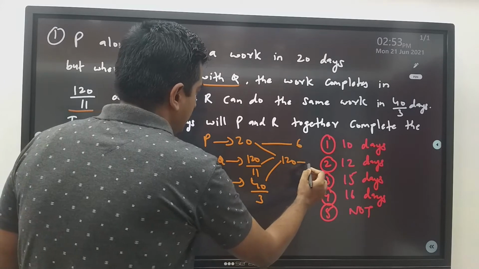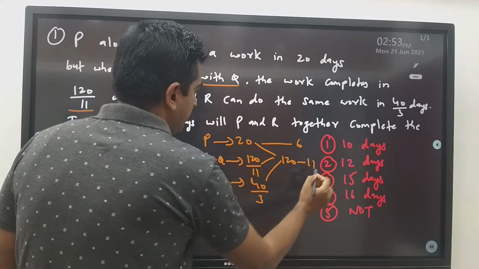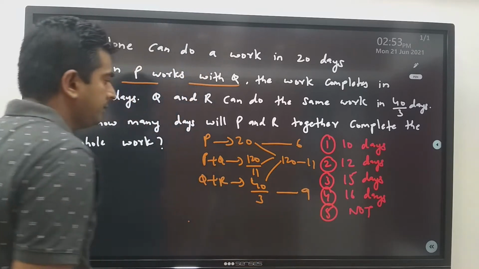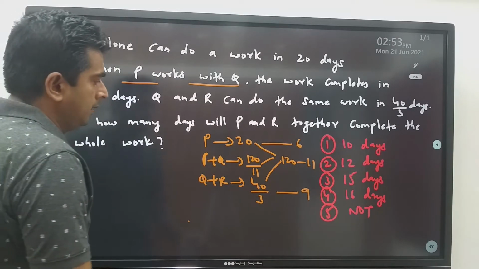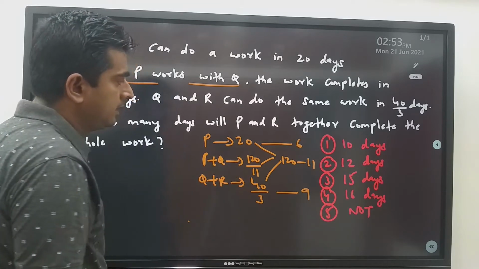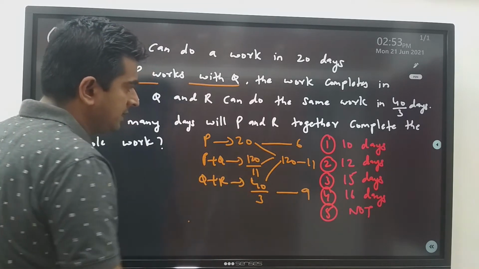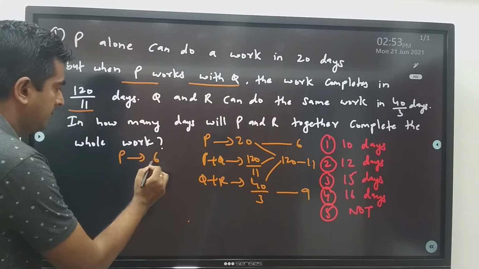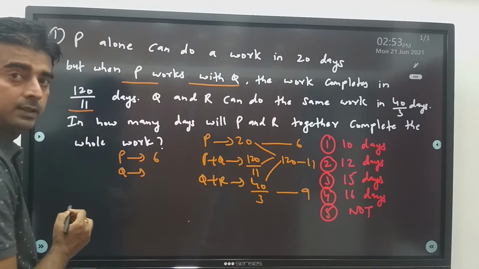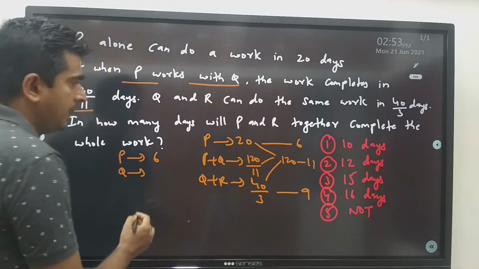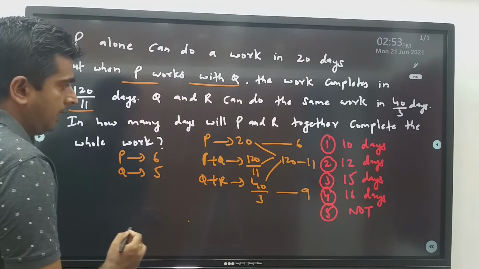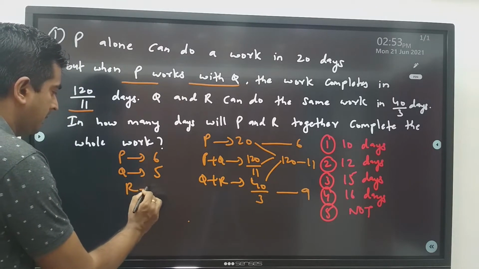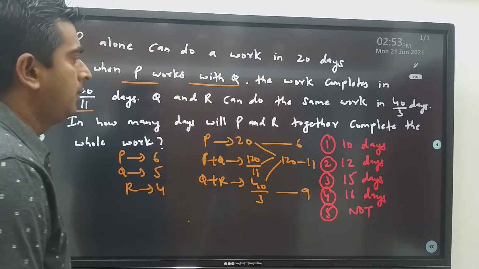Efficiency of P and Q is how much? 11. And Q and R efficiency is how much? 9. Right? So P efficiency is 6. P plus Q efficiency is 11. So I am writing separately efficiency. P efficiency is 6. Q efficiency is how much? 11 minus 6, 5. And Q and R efficiency is 9. So R efficiency is how much? 4.